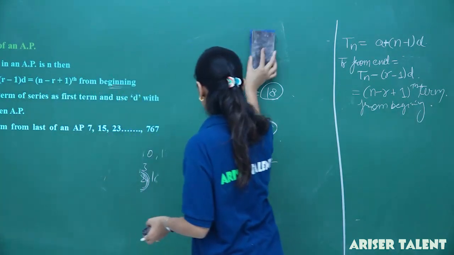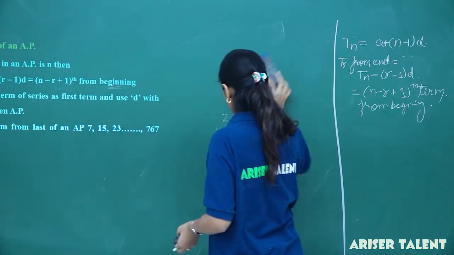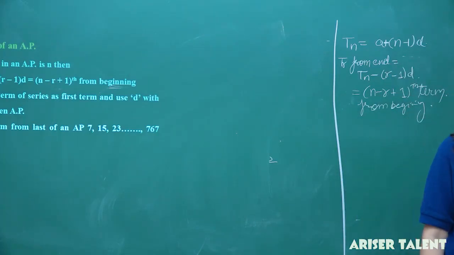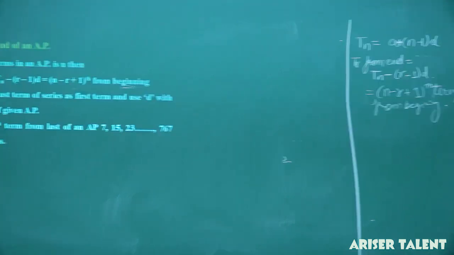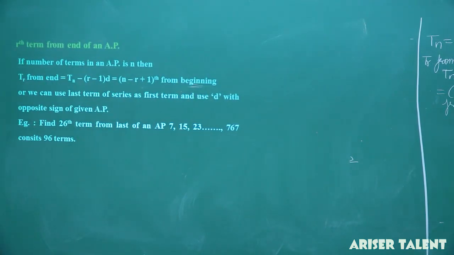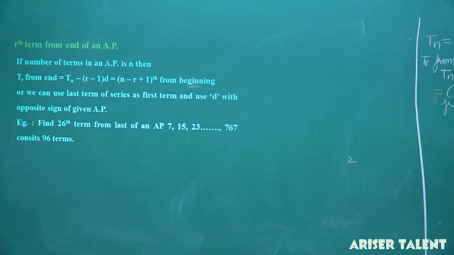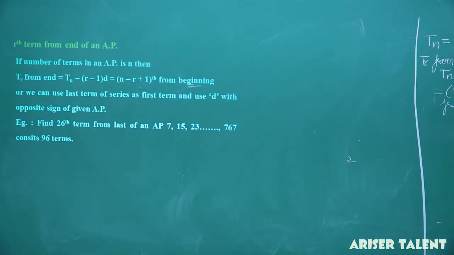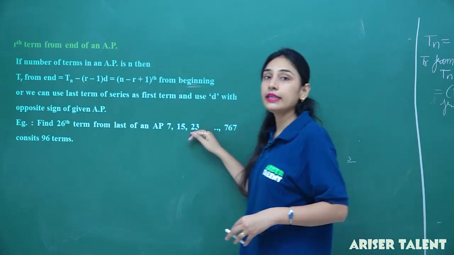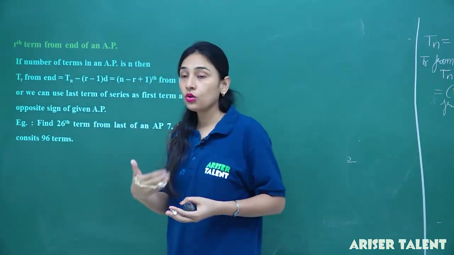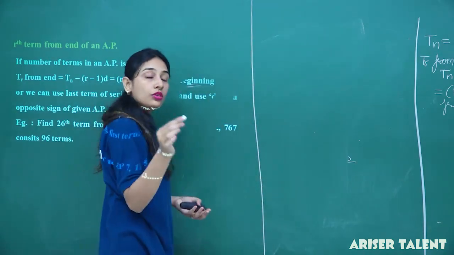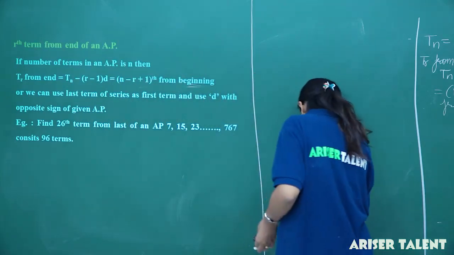Now we are given the question. Here's the question. Find the 26th term from last of an AP 7, 15, 23 and so on till 767, which consists of 96 terms. So we have to solve this question. Now we have to calculate this with what we have studied, so that we can go through what is actually happening. We are going to solve it with all three methods. Okay, students?